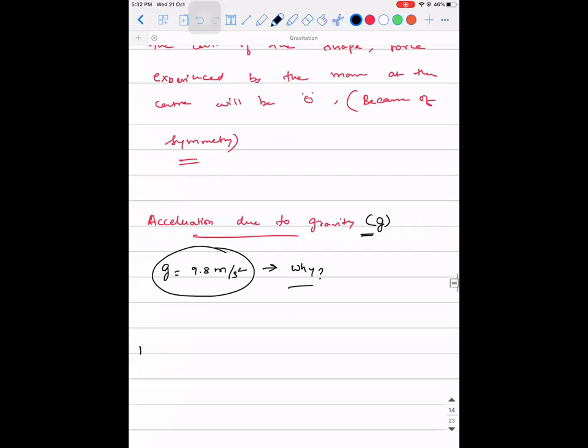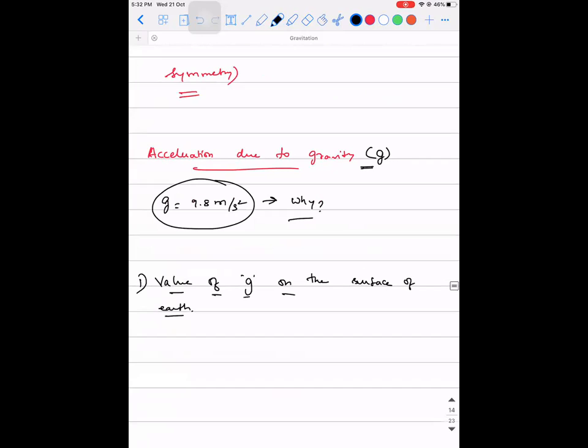So write it down. The first is value of g on the surface of Earth. So what we are going to do is we'll consider Earth. Earth is approximately considered to be a sphere on which, let's say, on the surface of it there is a mass m that is kept. This mass m will experience a force towards the center of the Earth, and we know that the Earth's mass is concentrated at its center.